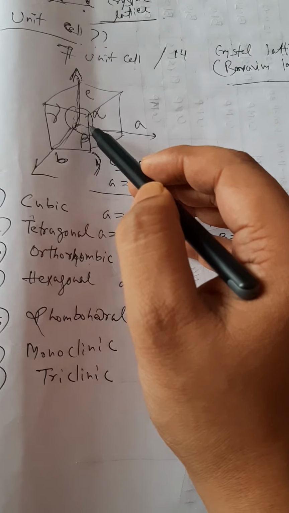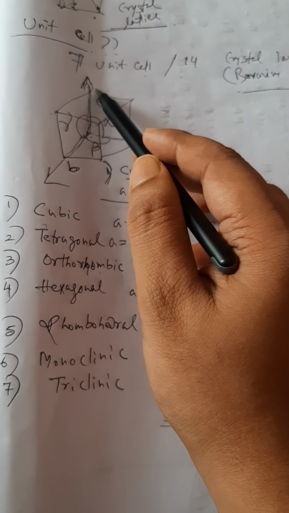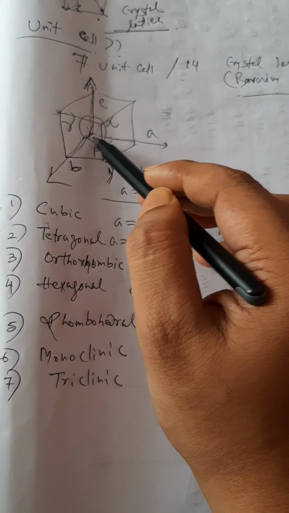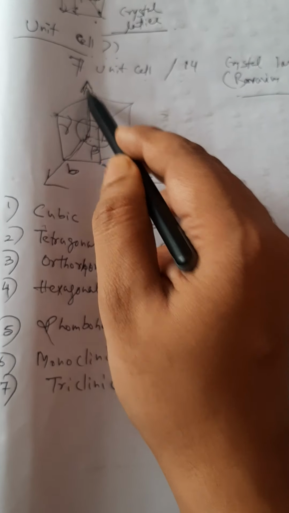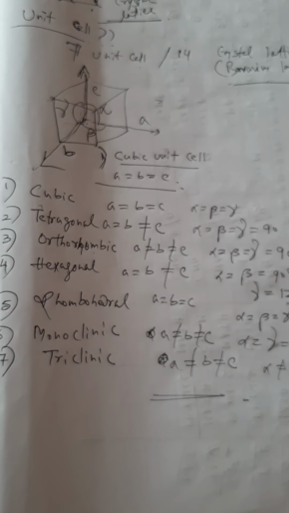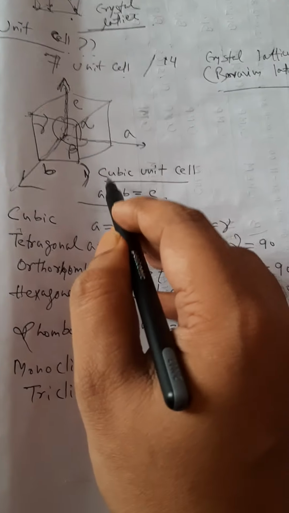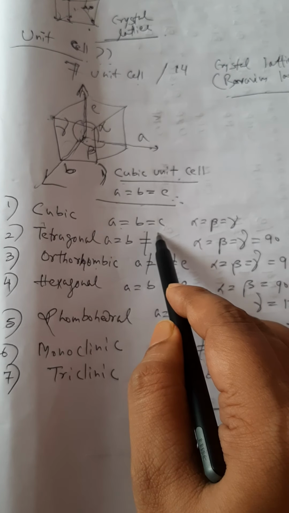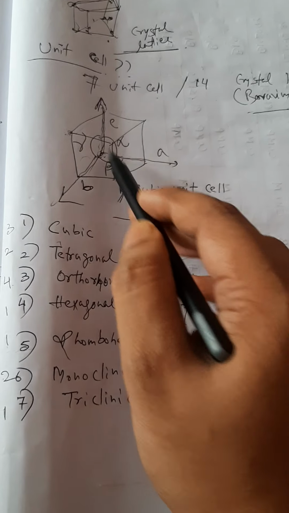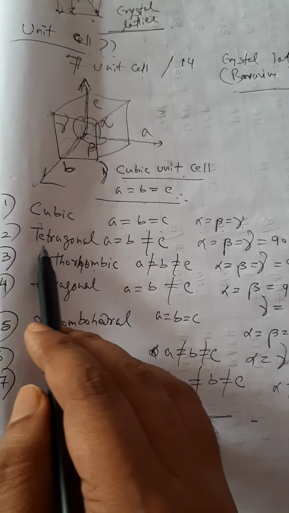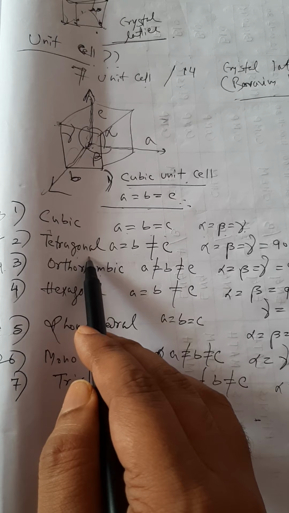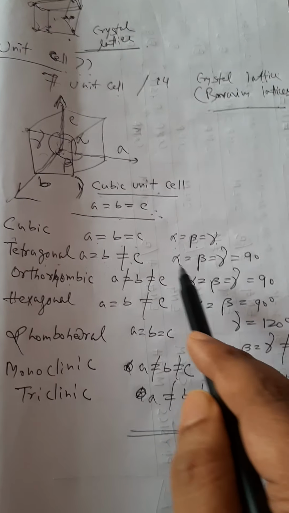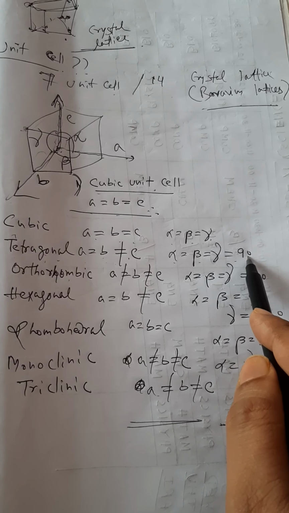Now look at this. In every crystal, basically in a cubic crystal, there are 3 axes: x, y, and z axis. In cubic unit cell, we know A equal to B equal to C. So obviously alpha equal to beta equal to gamma, because all the angles are equal. But in tetragonal unit cell, here A equal to B but B not equal to C. So obviously alpha equal to beta equal to gamma equal to 90 degree.